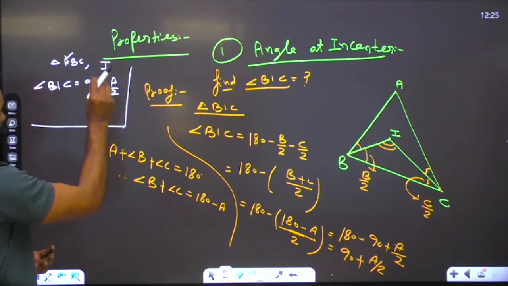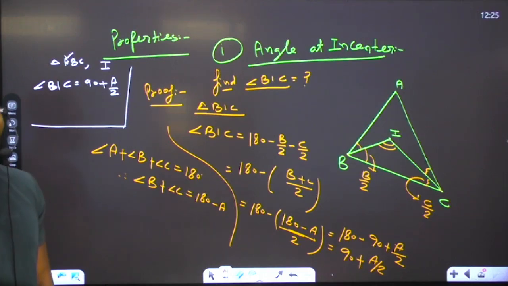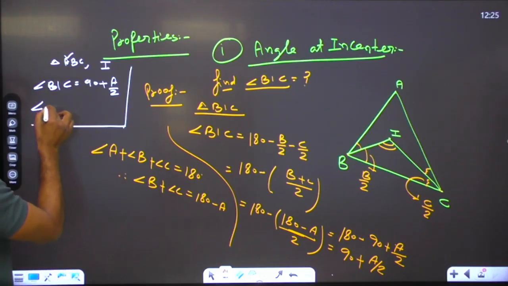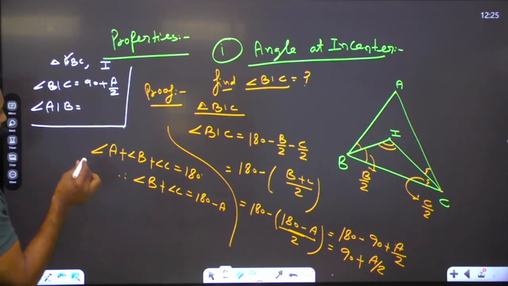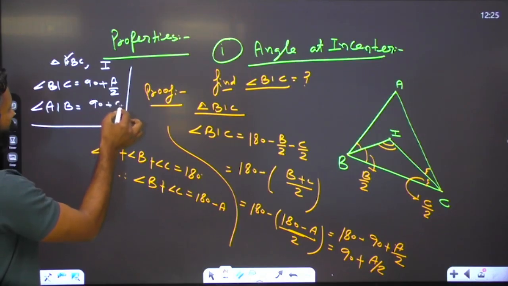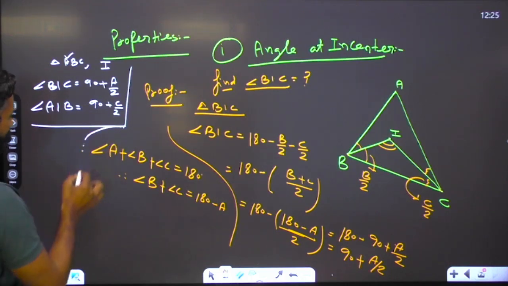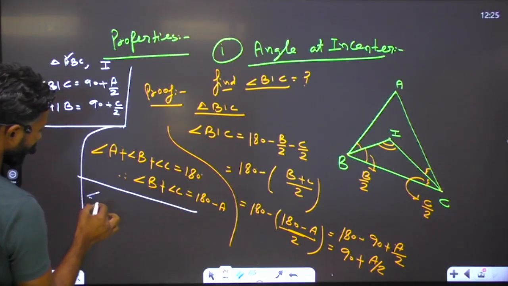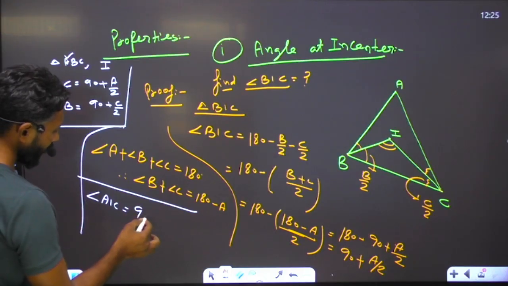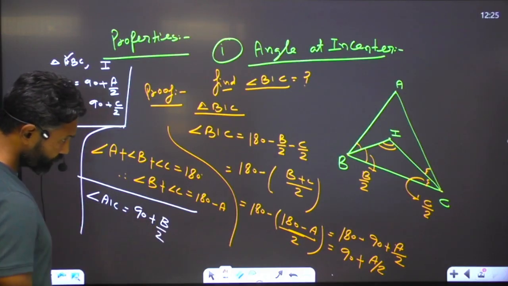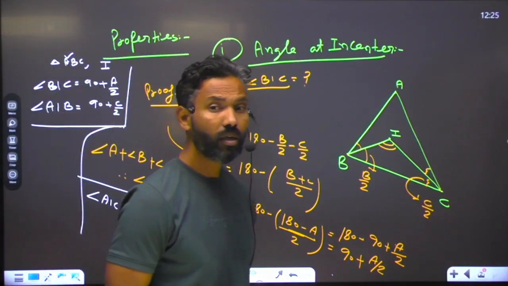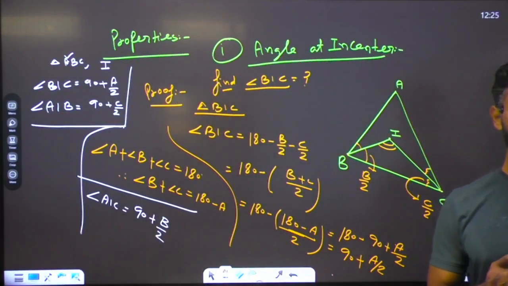If you practice this approach, you don't need to draw the diagram while solving the questions in your examination. In the same way, if I ask you to calculate angle AIB, you would say that two vertices A and B are used here, so it is 90 plus C by 2. If I ask you to calculate angle AIC, the two vertices A and C are used here, so it will be 90 plus B by 2. Understand or not? Like that, you can calculate the angle at the incenter. I hope you have understood these kinds of approaches.